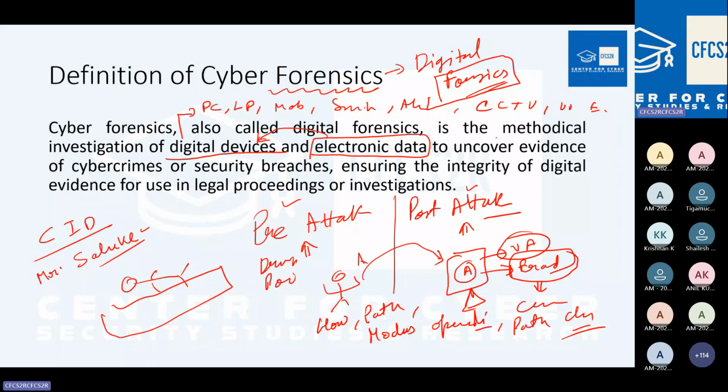The purpose is to uncover the evidence of cyber crimes or security breaches, ensuring the integrity of digital evidence for use in legal proceedings or investigation. So this is a simple definition for digital forensics, and it is very much required to understand the basic definitions. Because until you understand the basic definitions of anything, there is no use of running a tool.